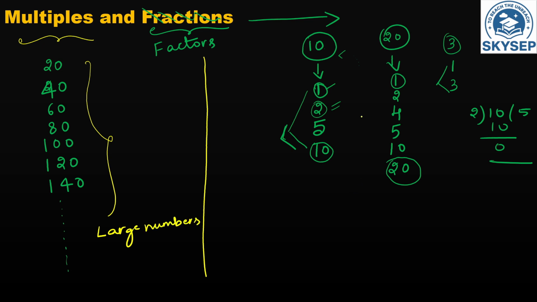So what about factors then? Factors, the value is small only, right? Because the maximum factor we are getting is the number itself. Then the factors will be less than or equal to the actual number we have given. So the factors will always be small numbers.